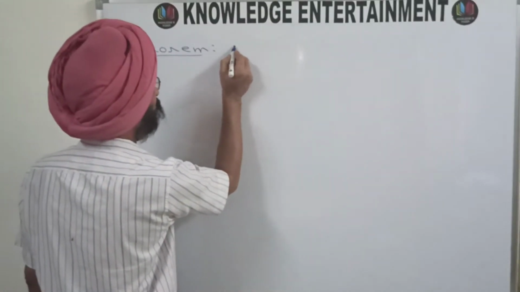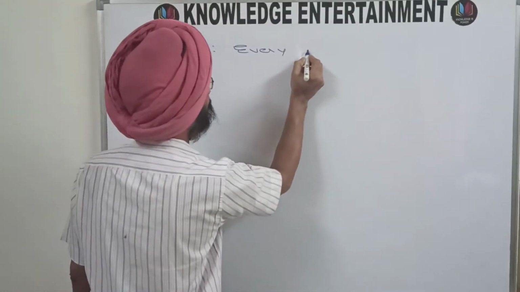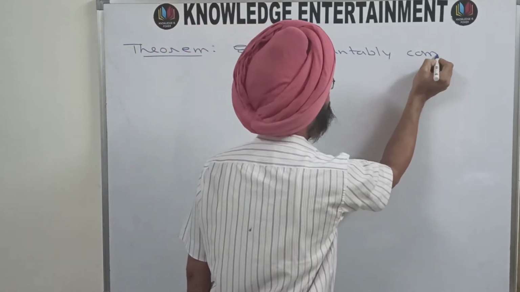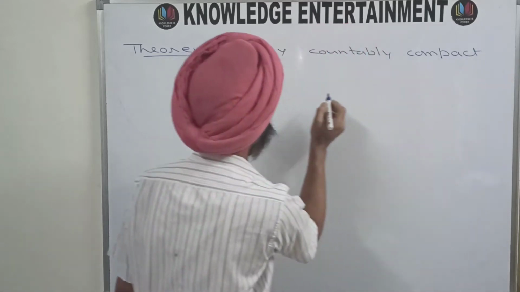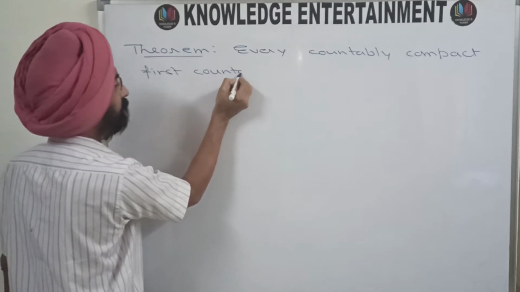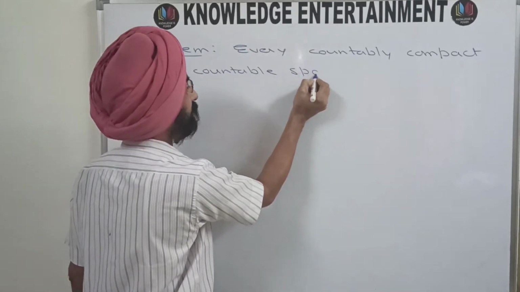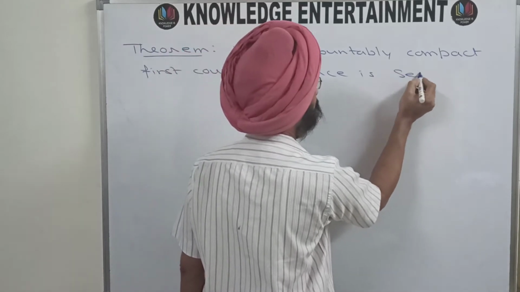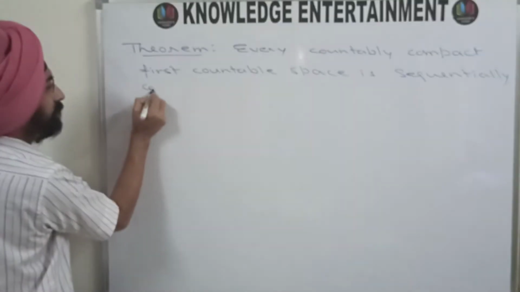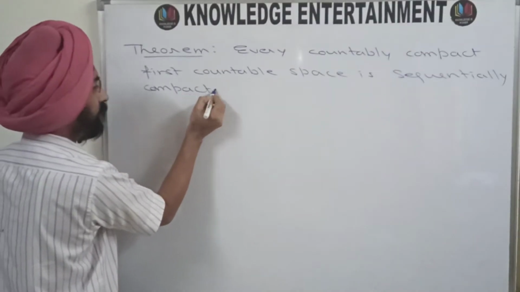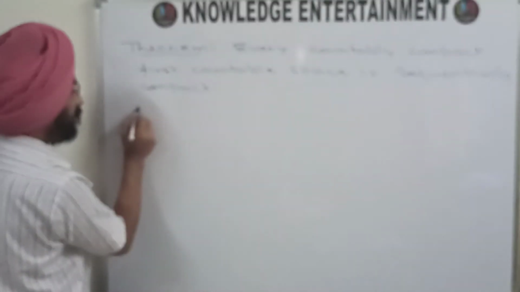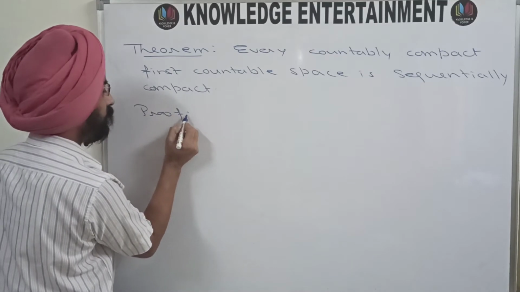So the statement of the theorem is: every countably compact first countable space is sequentially compact. So this is the theorem we are going to prove today first, and then we will move on to the next theorems. So let us move towards the proof.